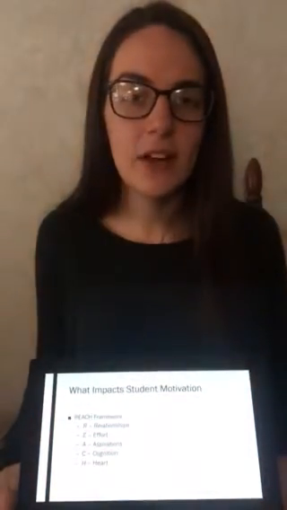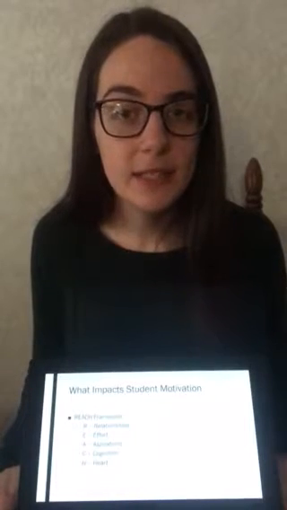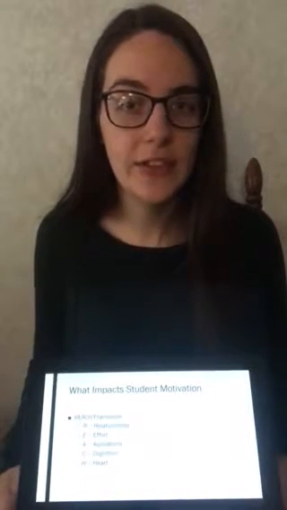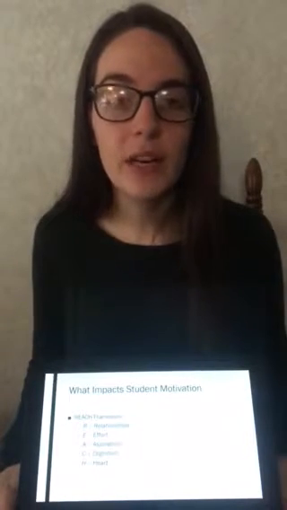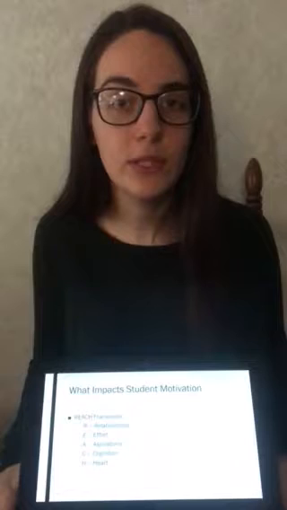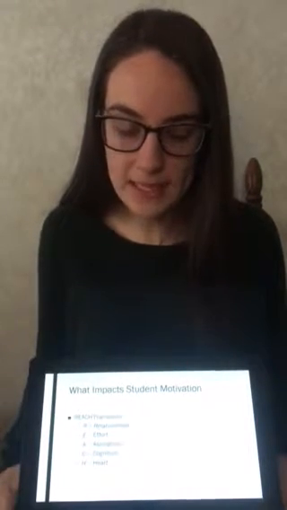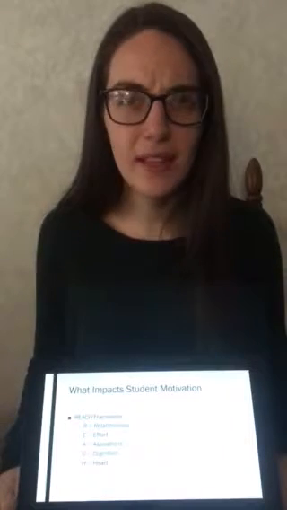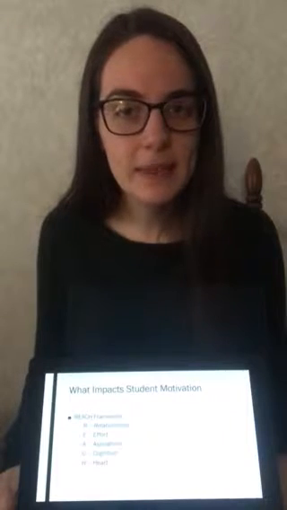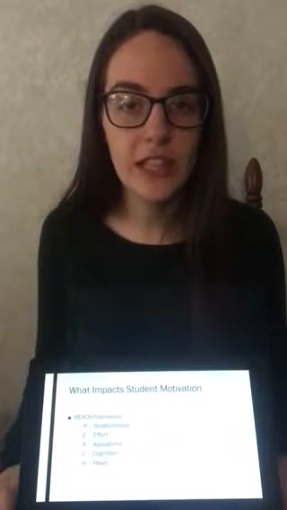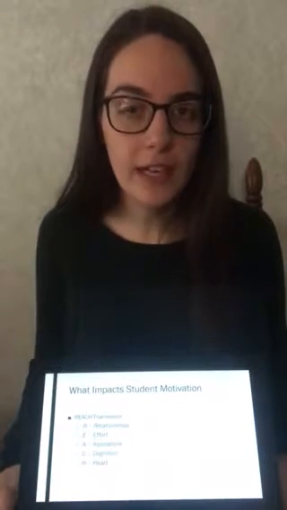Cognition. I take cognition and student motivation as the students who believe in themselves. It kind of goes back to the attribution theory as well. The students who believe that they have the cognition to do the work assigned will be more motivated than those who think they are not smart enough to do the work assigned. And then heart. I think heart and cognition kind of go the same way. If a student believes in themselves, again with the attribution theory, then she will be motivated to do their work.